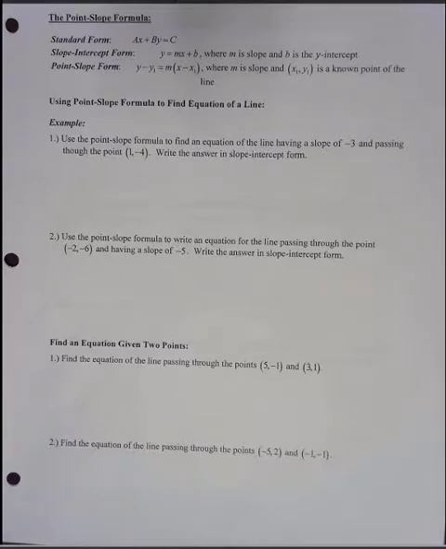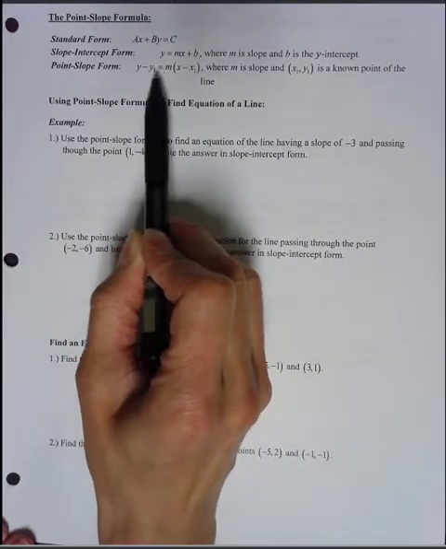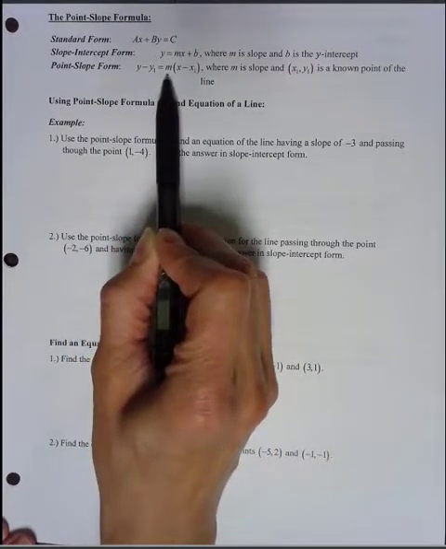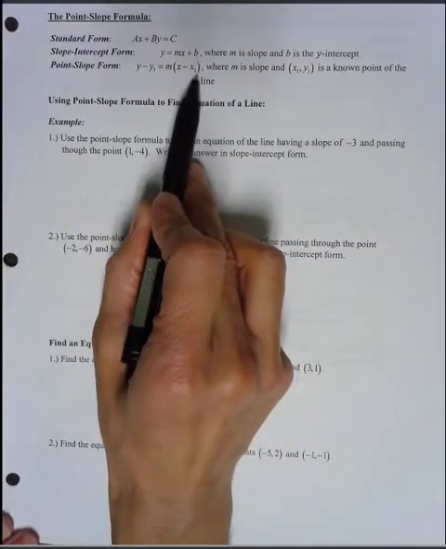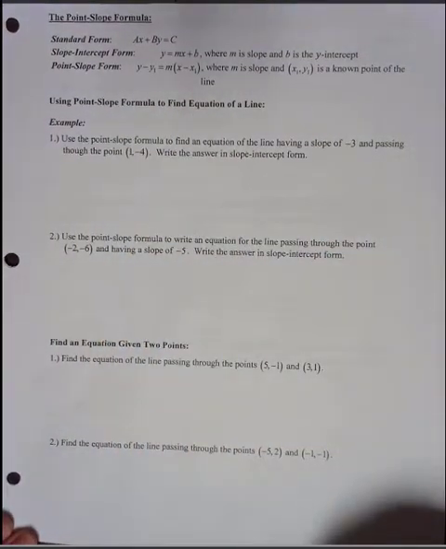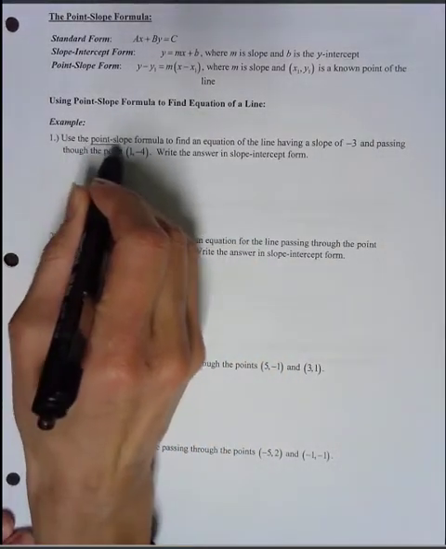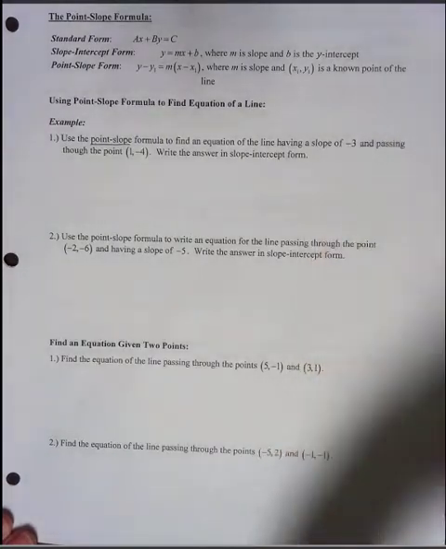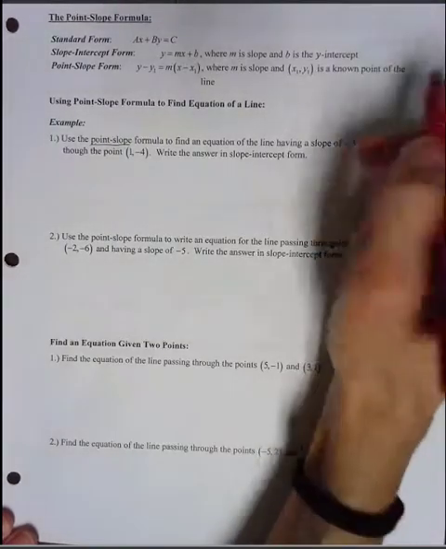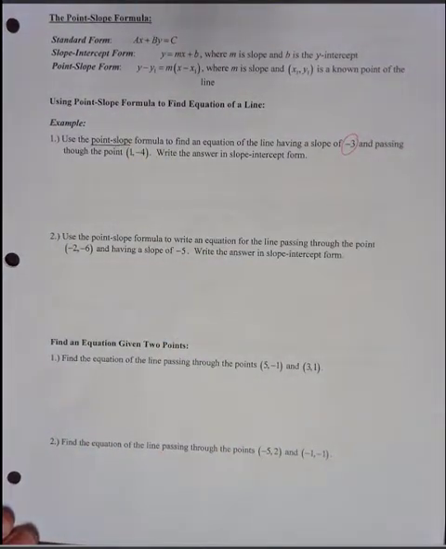So let's go ahead and take a look at the form first, which is y minus y1 equals m times the quantity x minus x1, and m still stands for slope. Okay, so if we look at this example, it says use the point-slope form to find an equation of the line having a slope of -3 and passing through the point (1, -4).